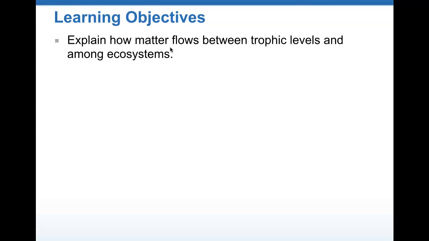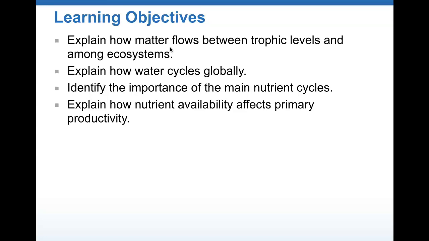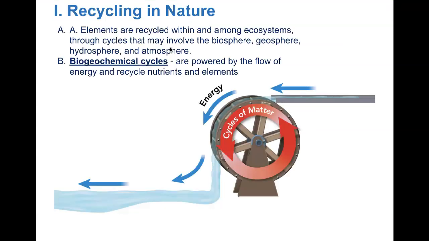Learning objectives. Explain how matter flows between trophic levels and among ecosystems. Explain how water cycles globally. Identify the importance of how main nutrient cycles through the ecosystems. Explain how nutrient availability affects primary productivity.